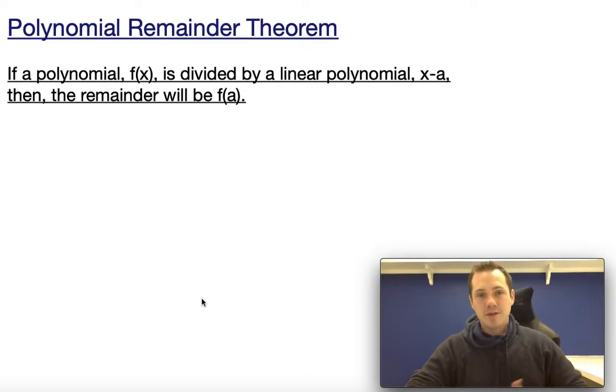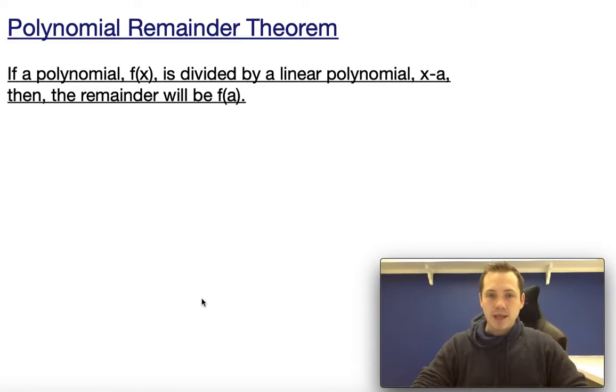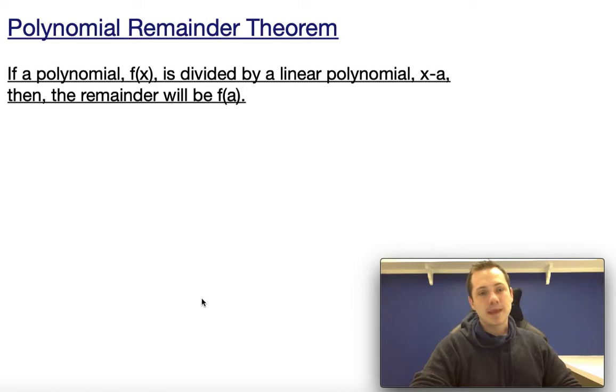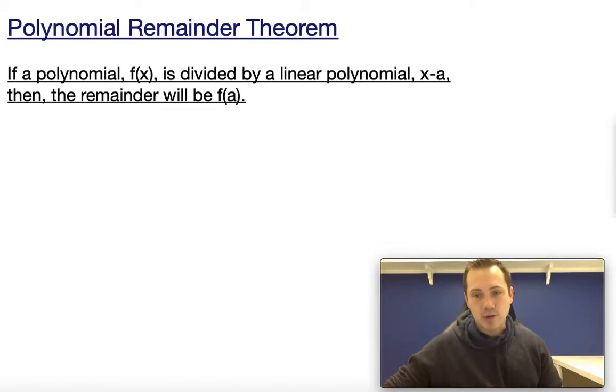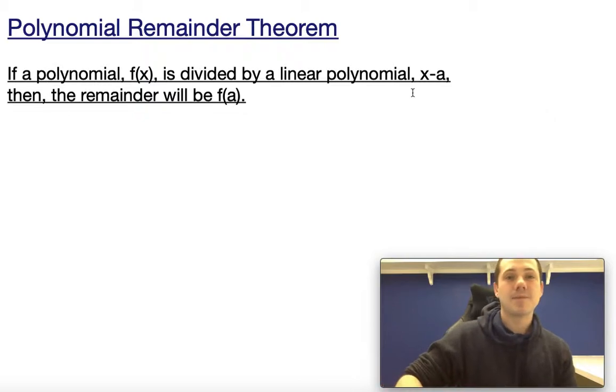So what the polynomial remainder theorem states is that if a polynomial, f of x, is divided by a linear polynomial, x minus a, then the remainder will be f of a. So what does that mean? Well, let's break it down sentence by sentence, word by word, phrase by phrase to get an idea.